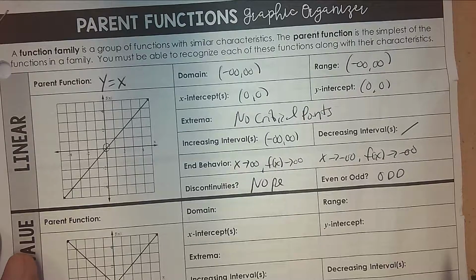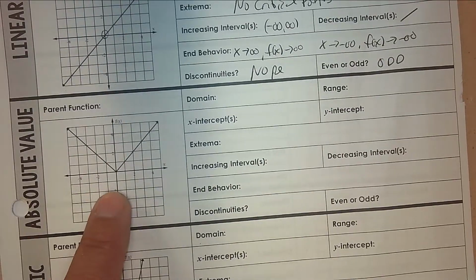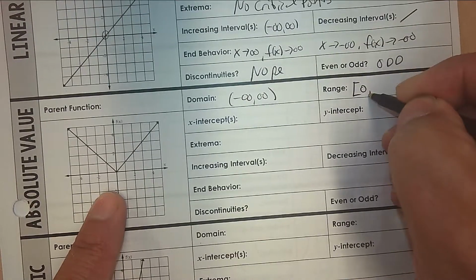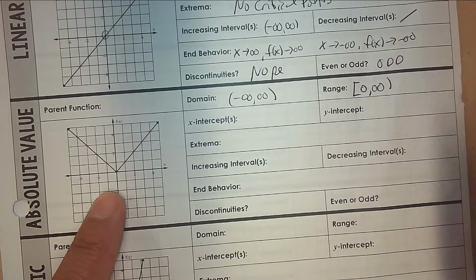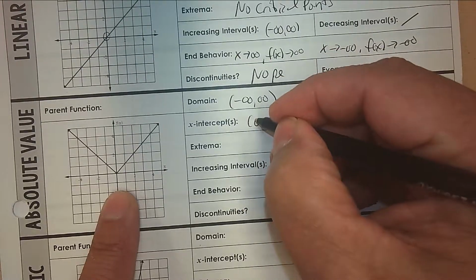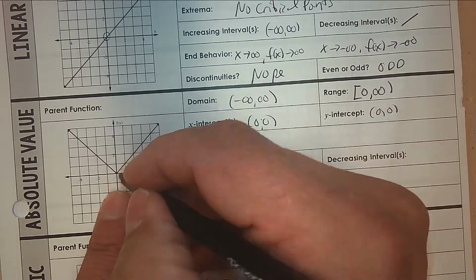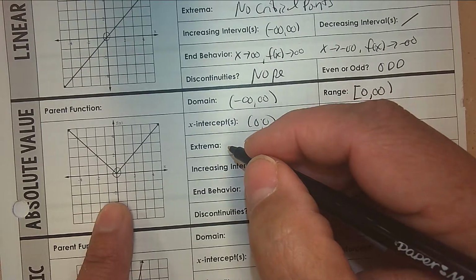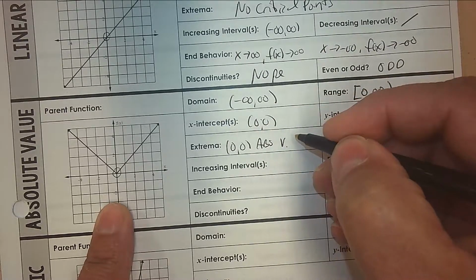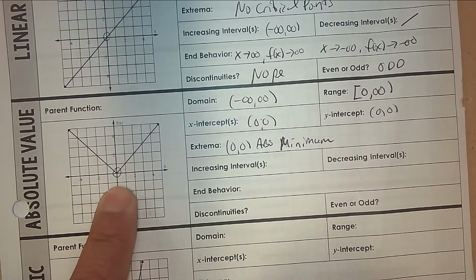Perfect. Next one. Absolute value. So what does the picture look like? Like a V. The domain is all real numbers, but the range here actually goes from 0 to infinity. So there's the bottom. Is there an x-intercept? Yep. And is there a y-intercept? Yep. At 0. Are there any critical points here? We do have a local minimum, right? Actually, an absolute minimum. And so 0, 0 is the vertex of this.